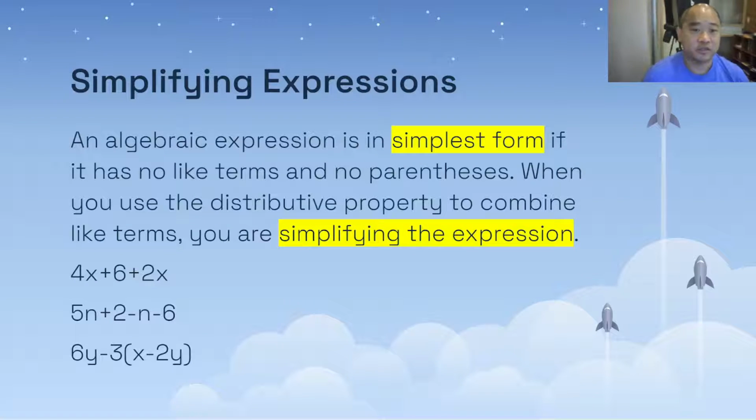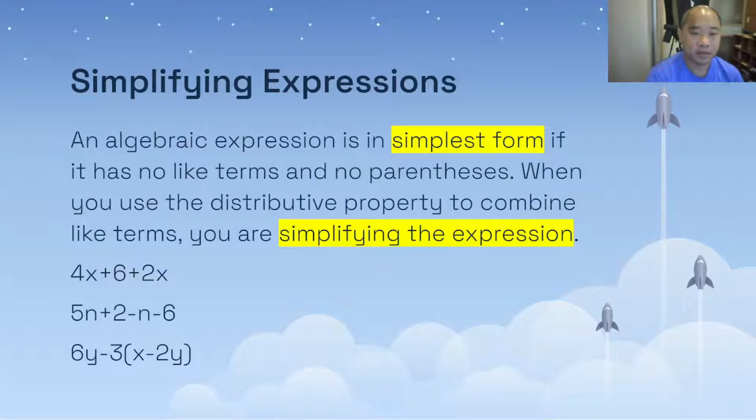Simplifying expressions. So this is what we've been working towards, right? An algebraic expression is in simplest form when it has no like terms and it has no parentheses. So if there are like terms, you have to combine them. If there are parentheses, you have to distribute to get rid of the parentheses. When you use the distributive property to combine like terms, you are simplifying the expression.